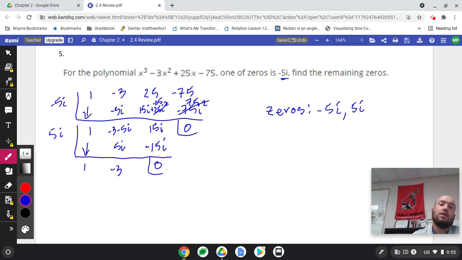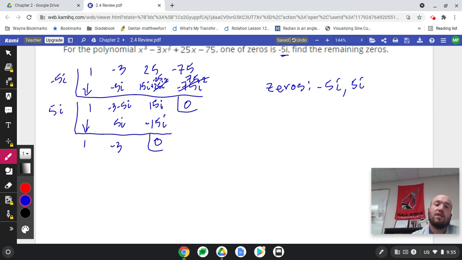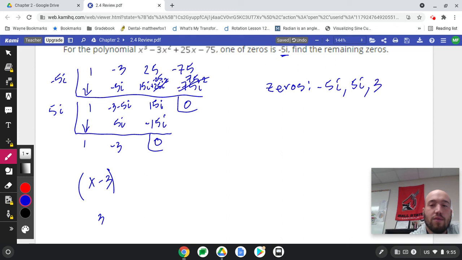Confirms it as well. Now, we started with x to the third. We depressed it 2 times. So this will now be just x minus 3. If we had that in parentheses, our answer is just 3. So that's the final 0. And right here is our answer.